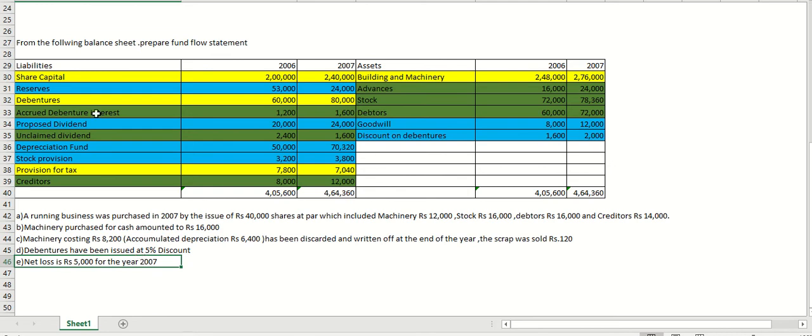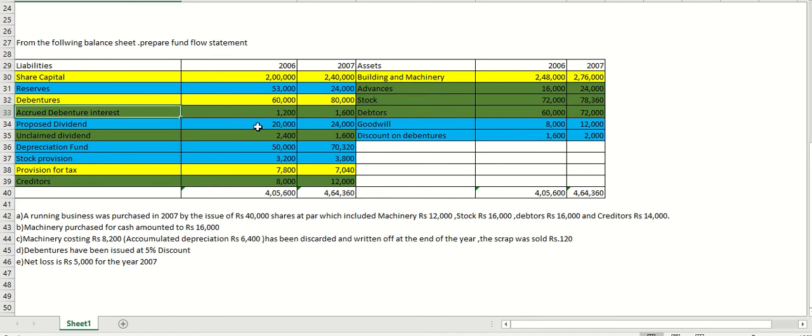So we'll start with the balance sheet. Liability: share capital, it's an increase which will be shown up in your fund flow statement. Reserves is the opening and closing balance of your profit and loss adjustment account. Debentures, it's an increase which will be shown up in your fund flow statement as issue of debentures.